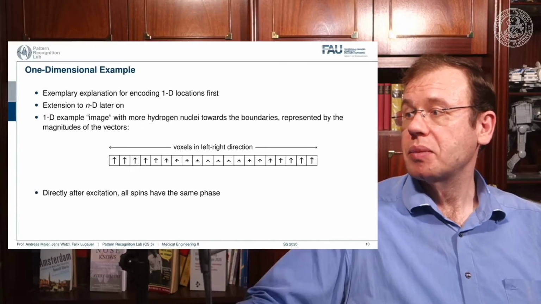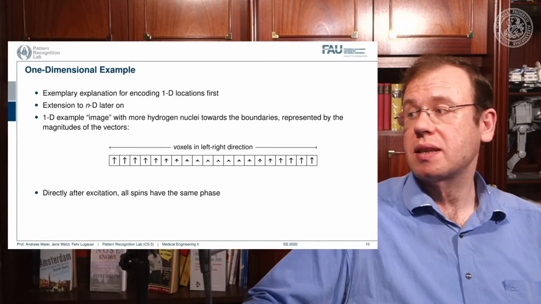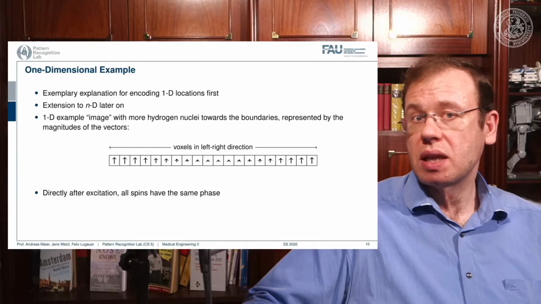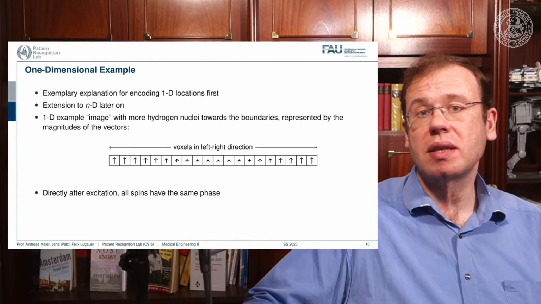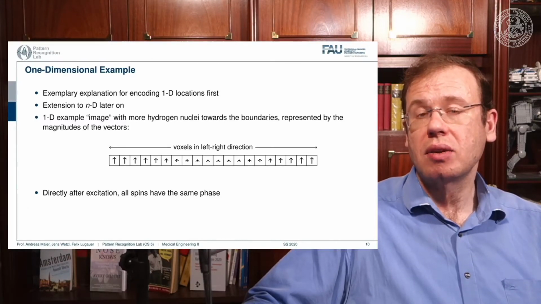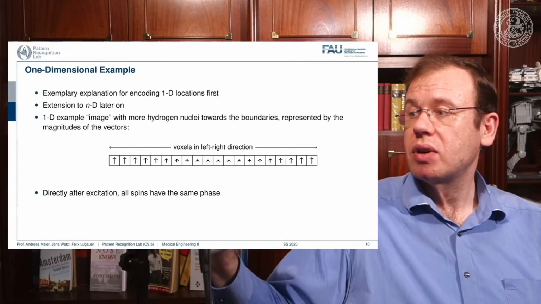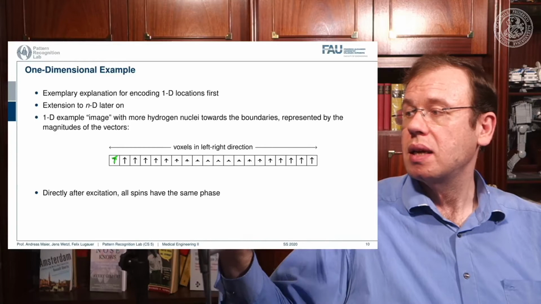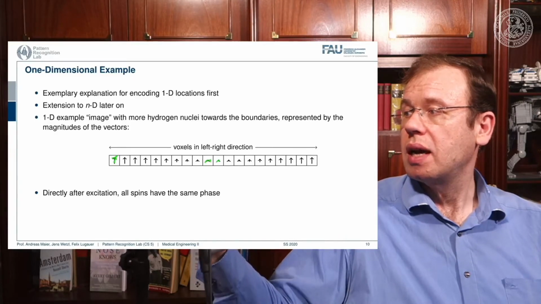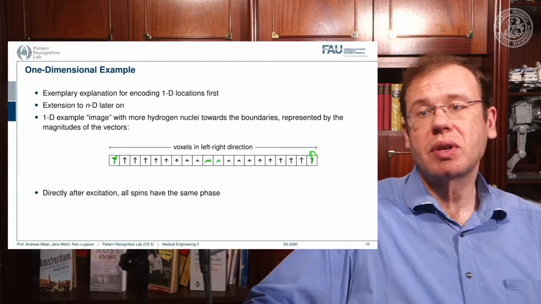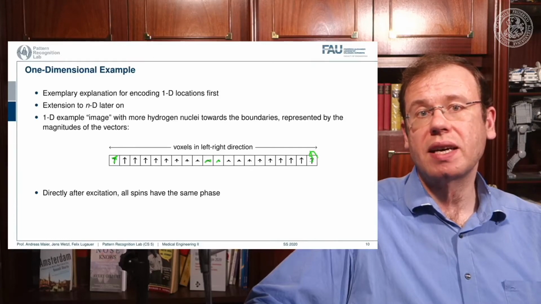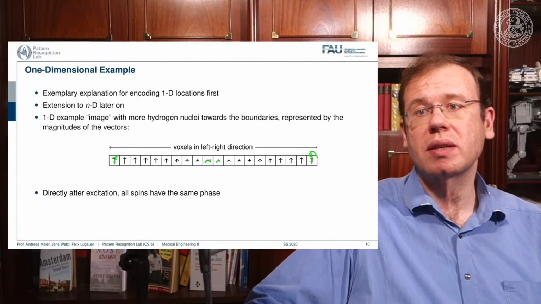So how can this be done? Well, let's start with a one-dimensional example. Let's just stick with the 1D example, and we excite everything, and then depending on the magnetization, the number of hydrogen nuclei within the voxel, we will get a different net magnetization. You see here we have many, and here we have fewer, and here we have many of them again. But they all are oriented in the same direction because we excited them in the same phase with exactly the same kind of RF pulse. So directly after the excitation, all of the spins have the same phase. They all point into the same direction.